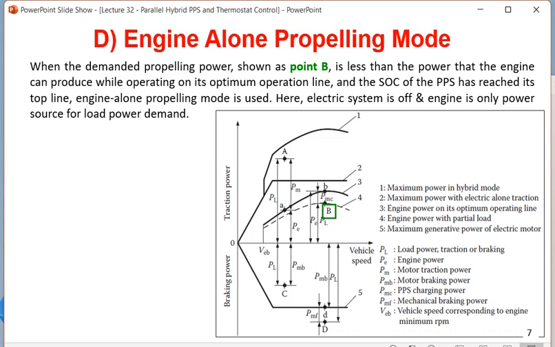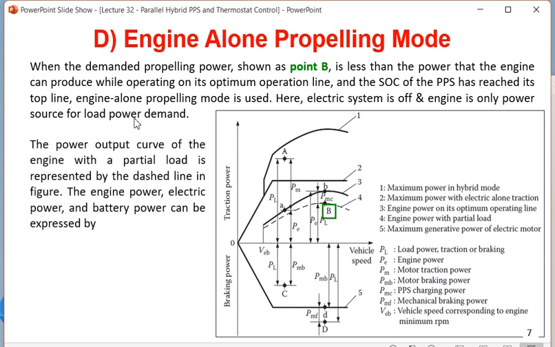Here the electric system is off, that means the motor, battery, motor controller, all those things are totally off, and the engine is the only power source for the load power demand. That means P is equal to PL. The power output curve of an engine with a parallel load is represented by a dashed line. This dashed line appears for the engine when PPS is fully charged. So the engine power, electric power and battery power can be expressed as P is equal to PL. That means engine power only is equal to load power, and PPS is equal to 0. So in this case no charging is happening for the battery.